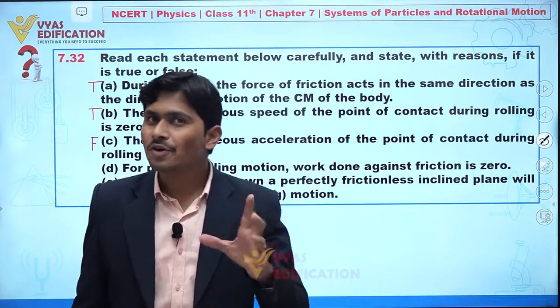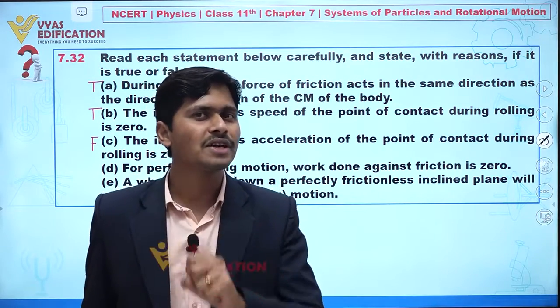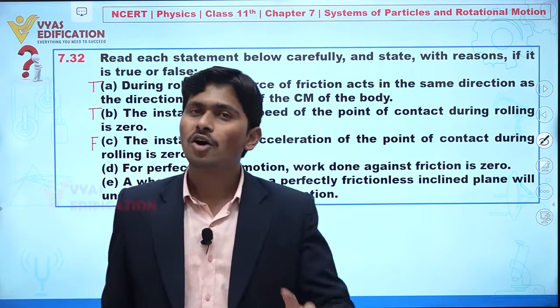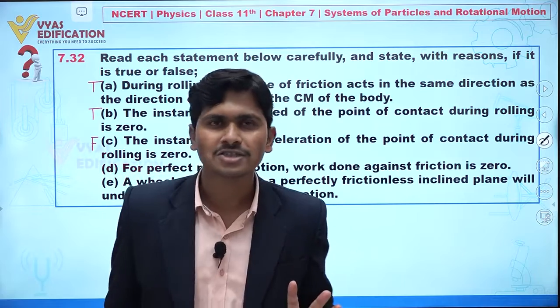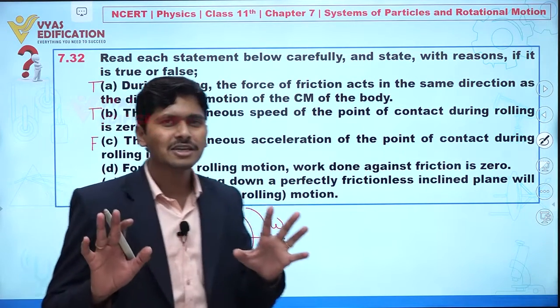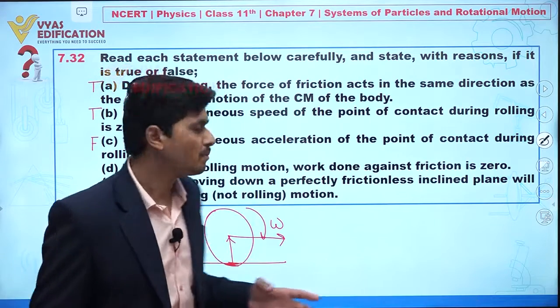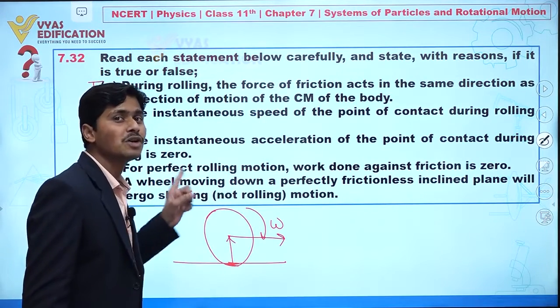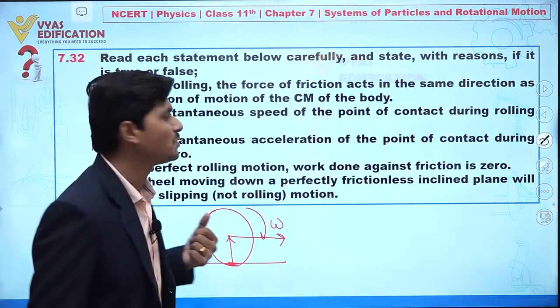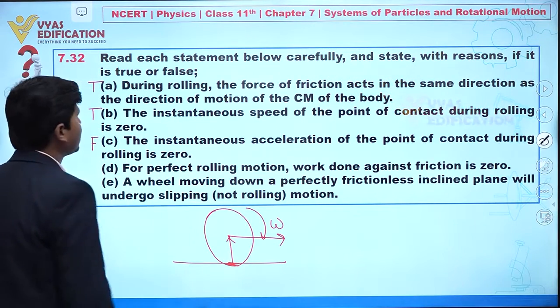In a pure rolling condition at the point of contact you will always find velocity V equal to R omega, or net velocity at the point of contact, that is zero. Yes or no? But what about acceleration? Acceleration may or may not be zero, but because this is rolling, whenever we have a circular motion, centripetal acceleration comes into the picture. Clear? So we can say this statement is false.